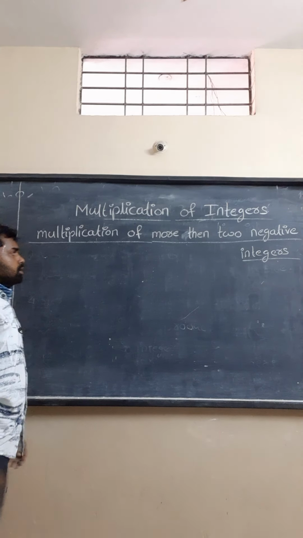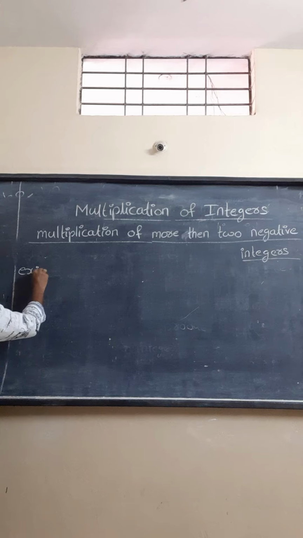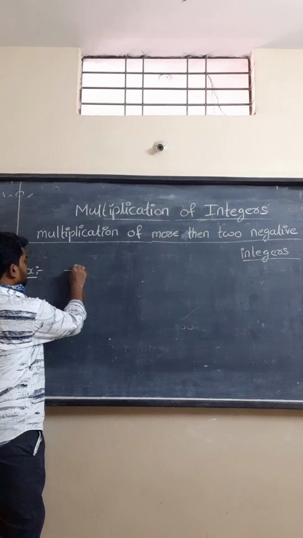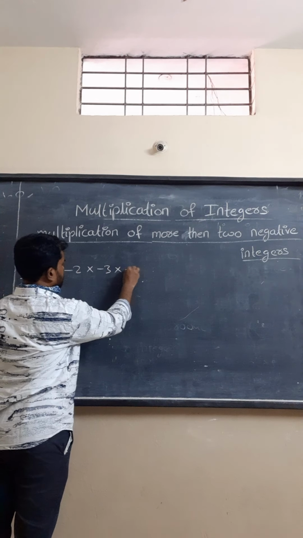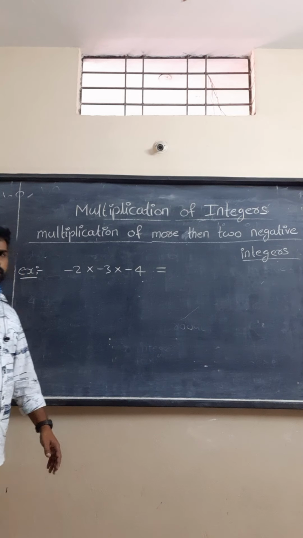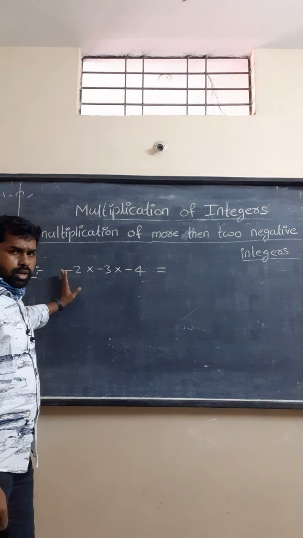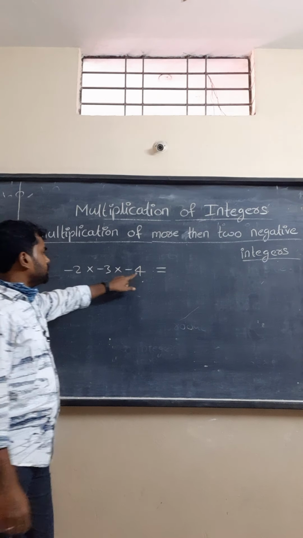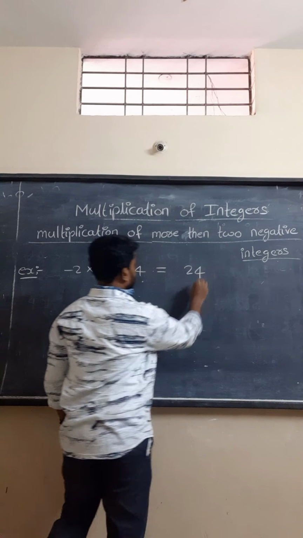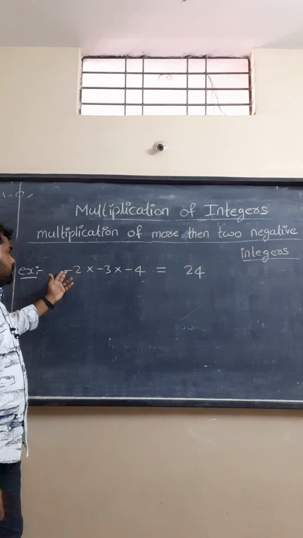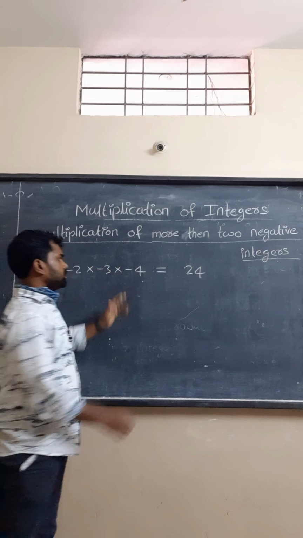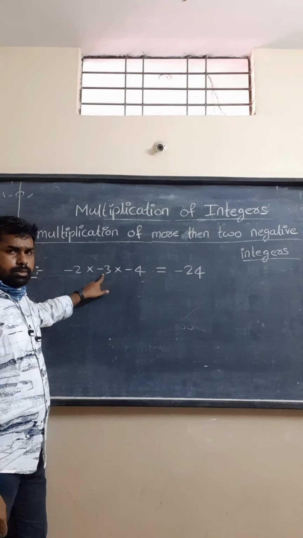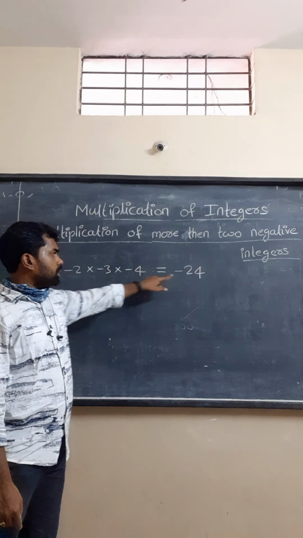Now let us see some examples of multiplication with more than two negative integers. I am taking one example: -2 into -3 into -4. What will be the answer? First, you have to multiply the numbers normally. 2 into 3, 6. 6 into 4, 24. Then you multiply the signs. Minus into minus will become plus. Plus into minus will become minus.